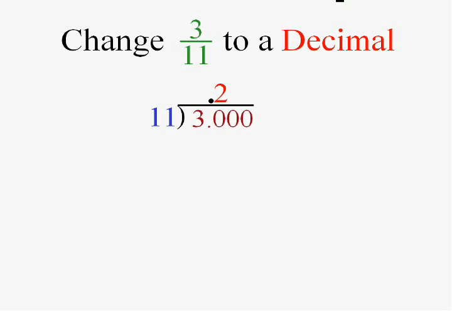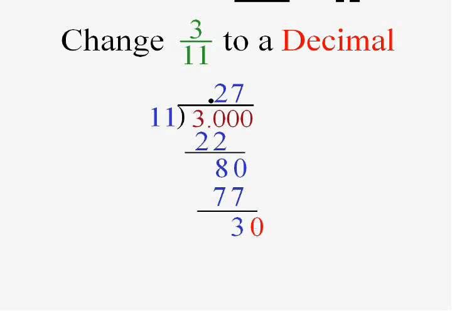Goes in twice. 2 times 11 is 22. If I subtract, I get an 8, and I'll bring down the next digit. Now 11 into 80 goes 7 times. We got a different digit. 7 times 11 is 77. If I subtract, I get 3. Now, bring down the next digit, and 11 into 30, I know this, I've seen this before, goes 2 times. 2 times 11 is 22. Subtract, I remember an 8. Bring down the next 0, there is one, and 11 into 80 goes 7 times.